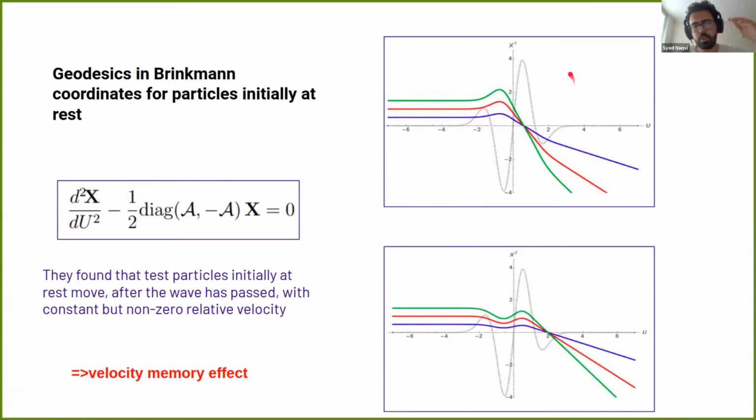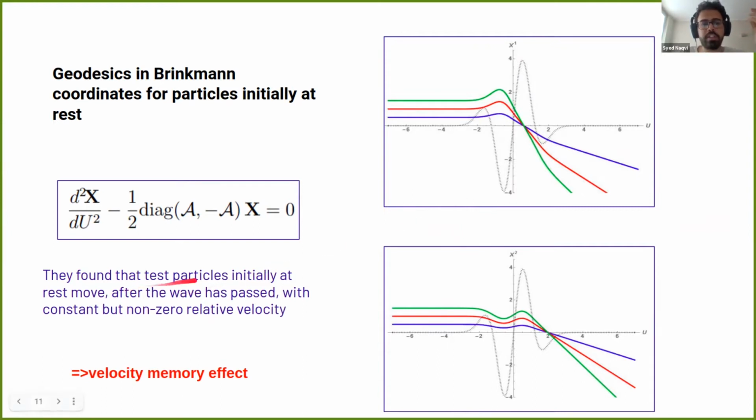The basic idea is that, okay, if this is the x direction and this is the y direction, you have a set of parallel geodesics. So in the black dotted thing, this is the wave. After the interaction with the wave, the particles fly away with some residual velocity left.